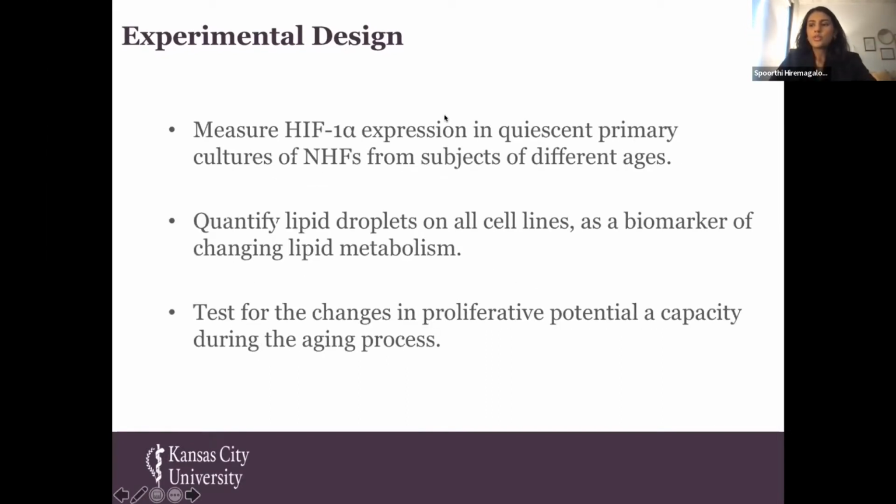Our goals for the project were to measure HIF1 alpha protein levels in all the different cell lines, measure lipid droplets in the cell lines as a biomarker for changing lipid metabolism, and to measure the changes in cell proliferative potential.